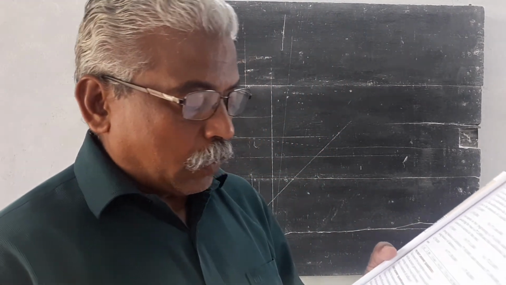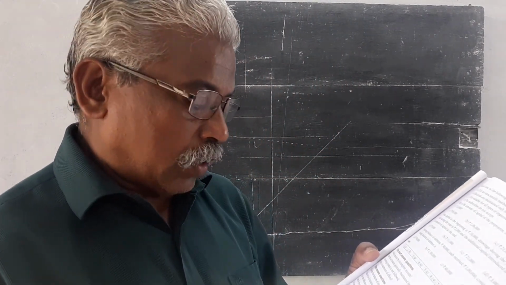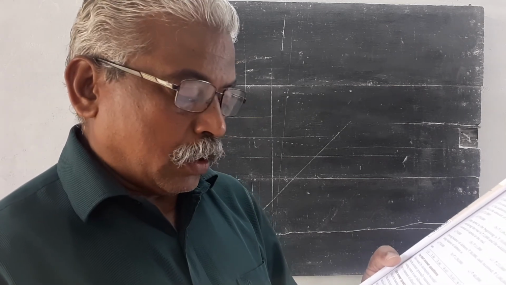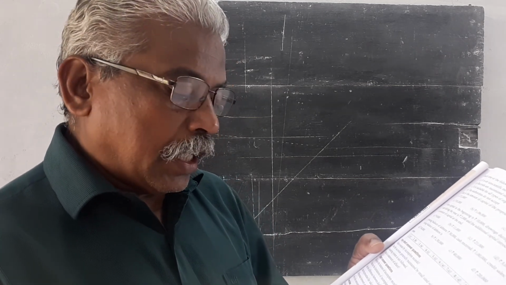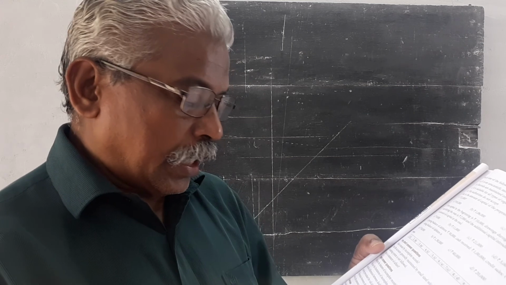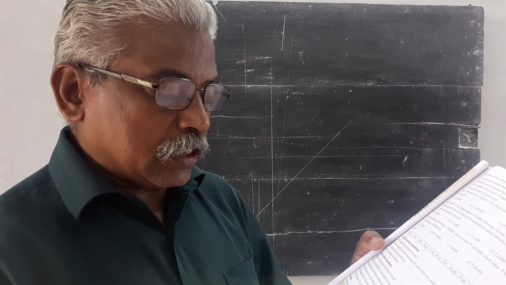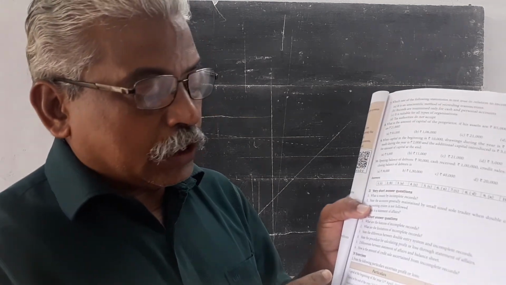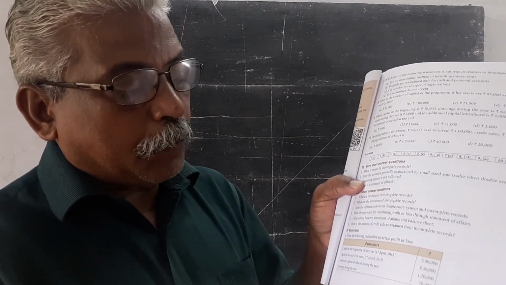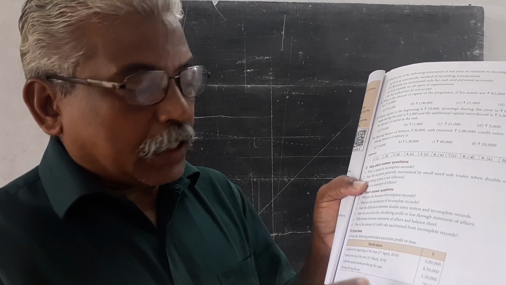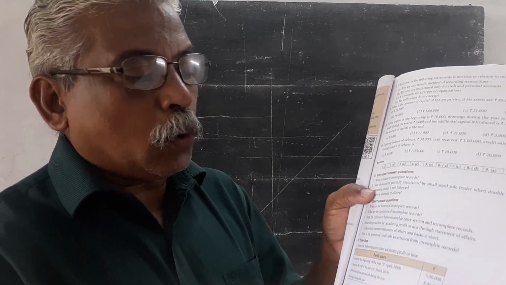From the following particulars, ascertain profit or loss. Capital at the beginning, rupees 5 lakhs. Capital at the end, rupees 8 lakh 50,000. Additional capital, 1 lakh 20,000. Drawings during the year, 70,000. This question is given on page number 31, question number 1. It is a 2-mark question.